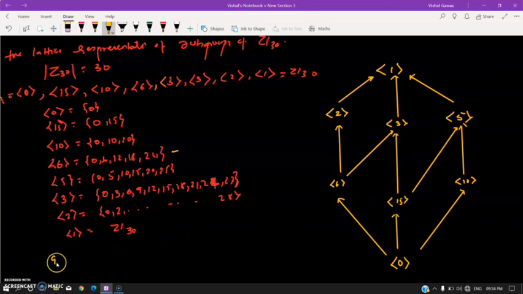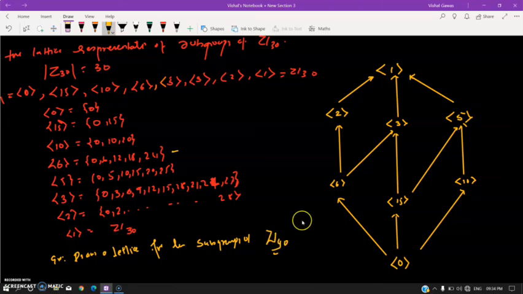So I can leave an exercise: draw a lattice for the subgroups of Z40. Then you can have a nice figure for yourself and check it out. That ends the cyclic subgroups. If you have any doubts, you can write to me. We would start with computation. Thank you.